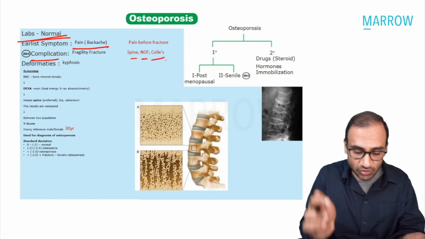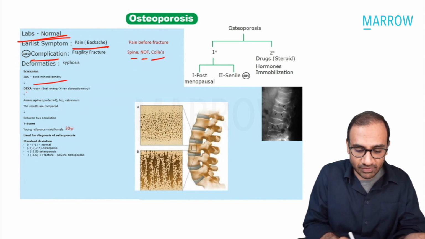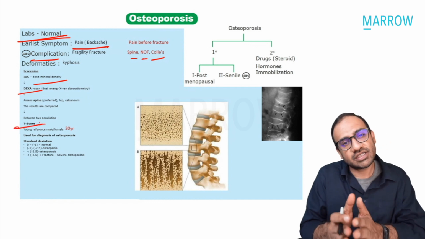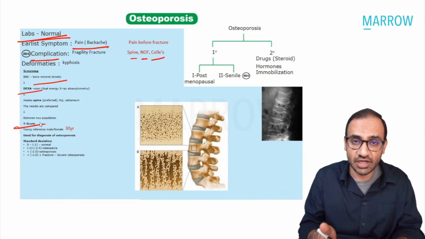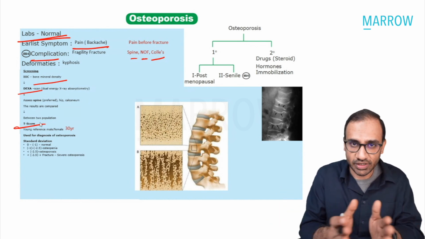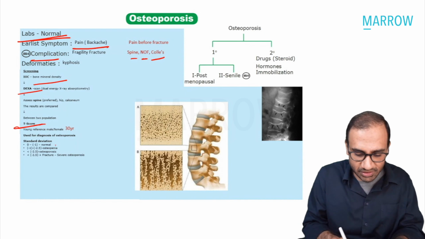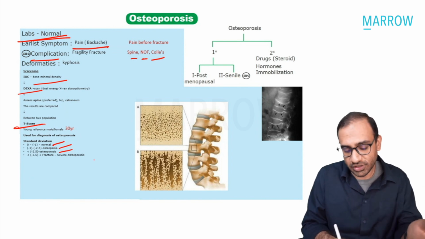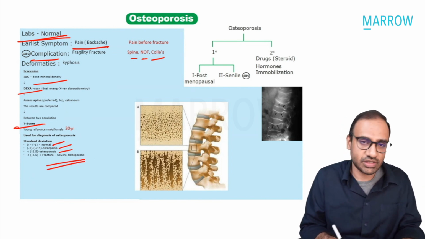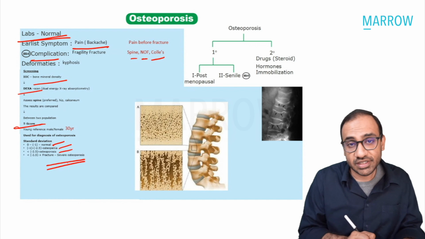The investigation of choice is a bone mineral density scan with the help of DEXA. It gives you a T-score, which basically compares the bone density of the patient with another young, healthy adult of 30 years, and you get a standard deviation score, that is T-score. 0 to -1 is considered normal, -1 to -2.5 is osteopenia, less than -2.5 is osteoporosis. If associated with fracture, it is severe osteoporosis, like the case in our discussion.